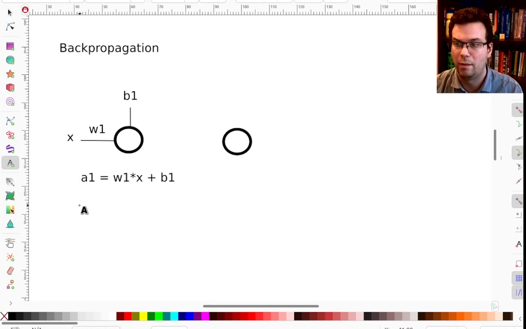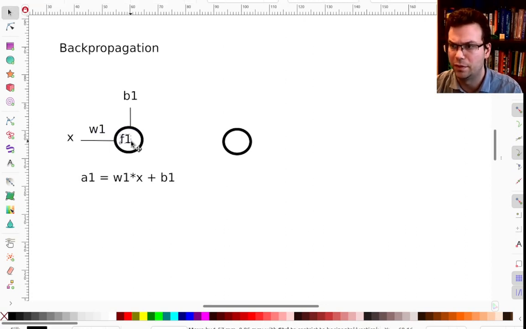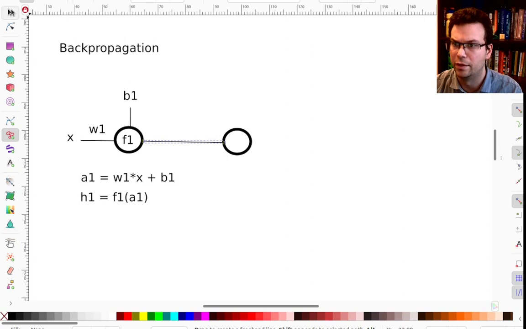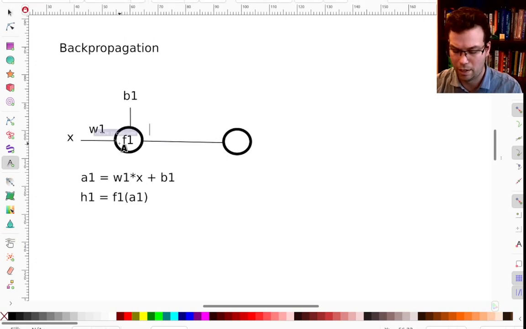But then remember, what happens is this gets sent through a nonlinear function, which maybe I'll say the nonlinear function here is f1. So I'll put that in there. This could be something like a sigmoid or a leaky ReLU, or anything like that. So I'll say here that h1 is equal to f1 of a1. All right, so H1 is what actually comes out of this first layer. And that goes ahead into the next layer. That becomes the input of the next layer. So H1 comes out.